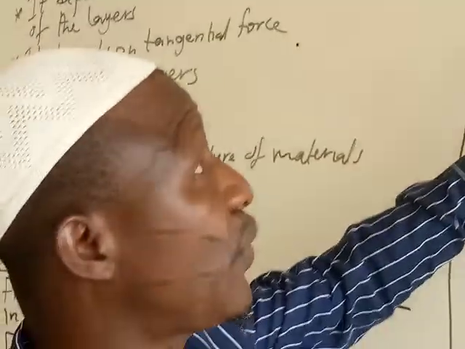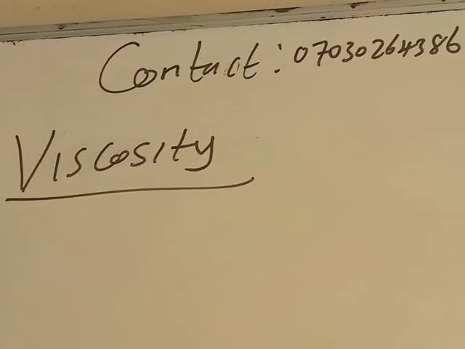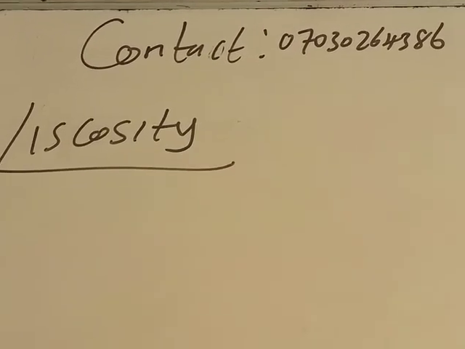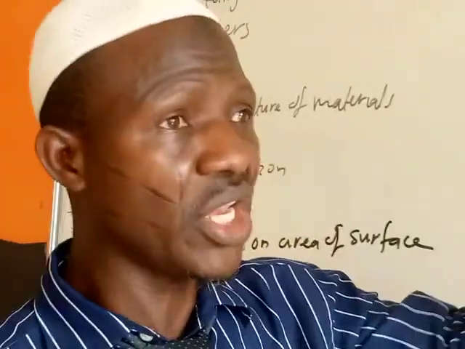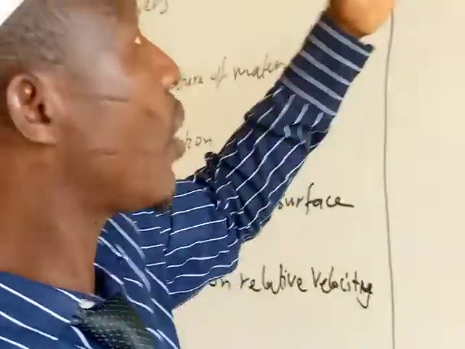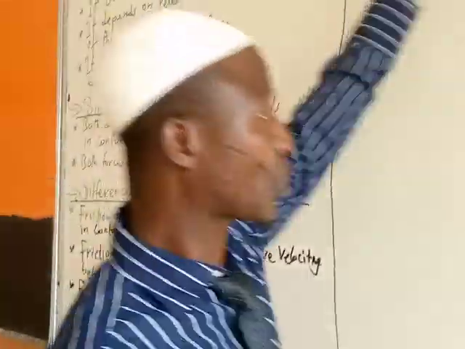Now, our class for today is based on viscosity. And don't forget, in our last class, we discussed solid friction. That's why I said we have two types of friction. We have one between solid surfaces in contact, which we call solid friction. But the one between liquid and gas, we call viscosity.